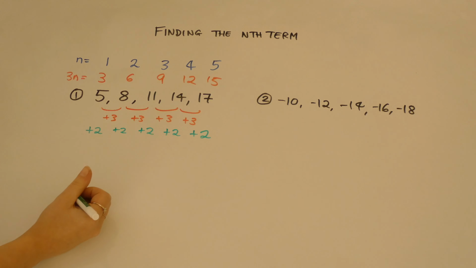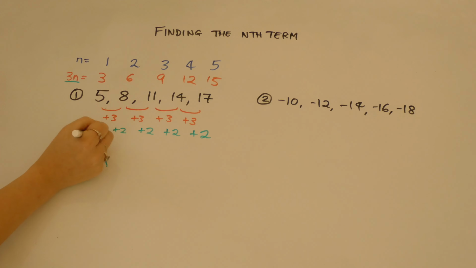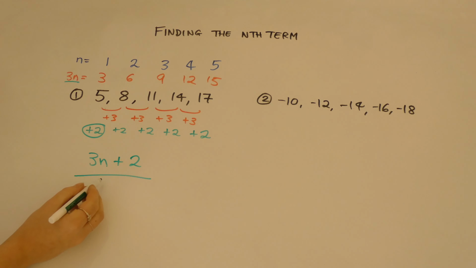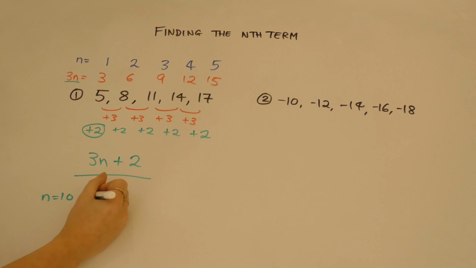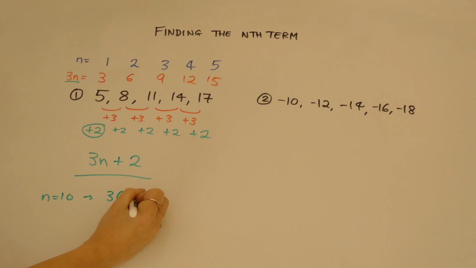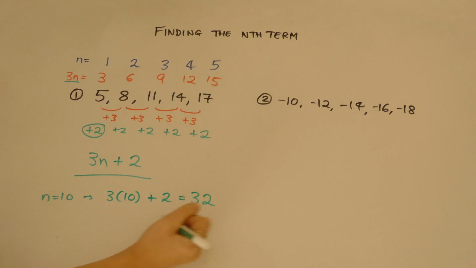So all we have to do for our nth term then is we take our 3n and we just apply this operation here, so plus 2. So our nth term is 3n plus 2. So if we were to work out what the 10th term is, so that's when n equals 10, all we have to do is input it into where our n is. So we get 3 times by 10 plus 2, which just gives us an answer of 32.